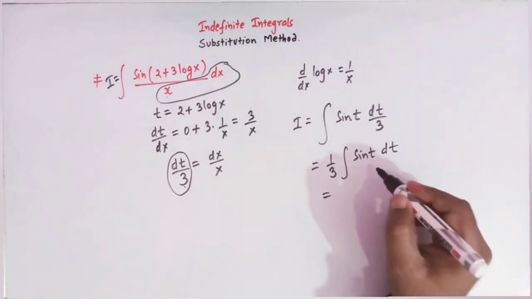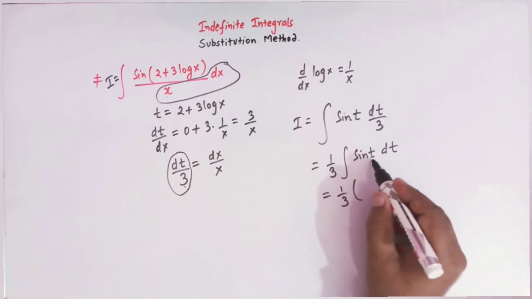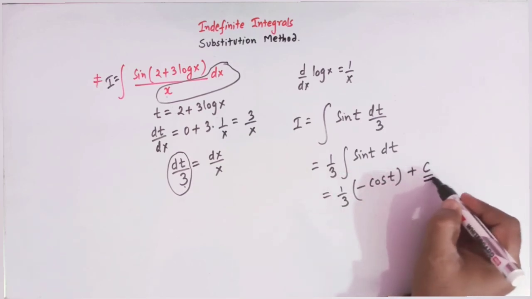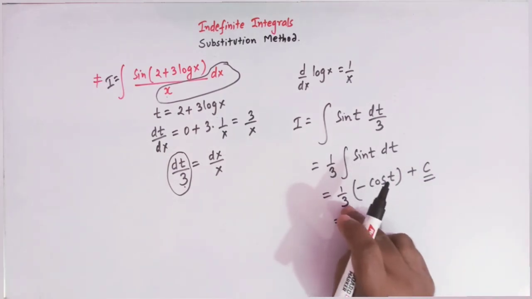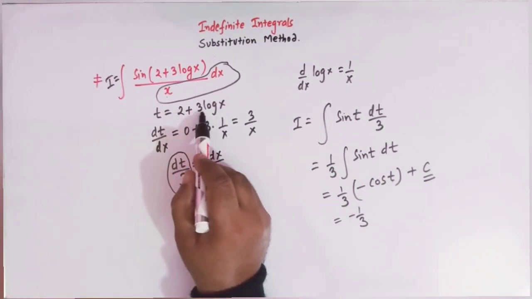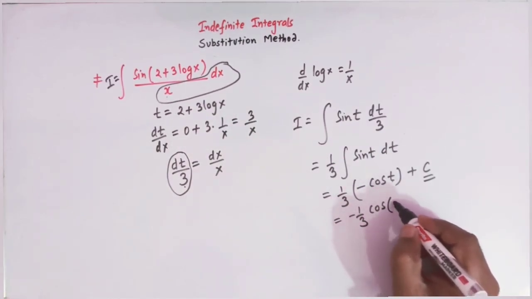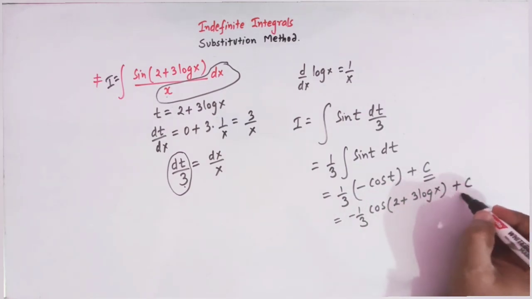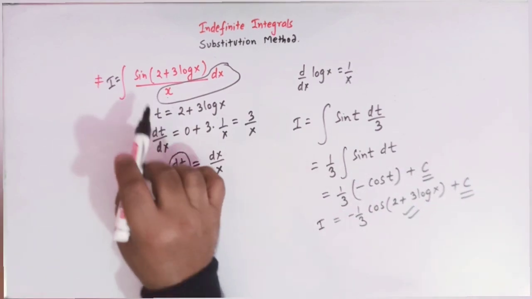And from the standard results we know that the integral of sine t is minus cosine t plus c, where c is the constant of integration, right? And now we can resubstitute the value of t. So with t equal to 2 plus 3 log x, we can now write minus 1 over 3 cos of (2 plus 3 log x) plus c, right? So this is the final integral of this function.